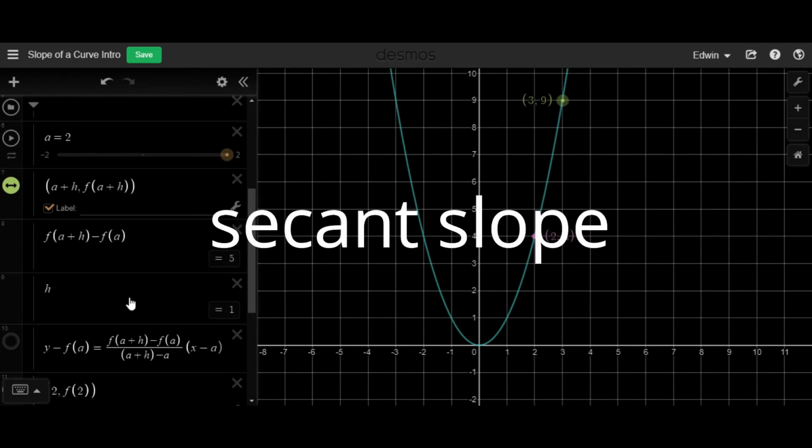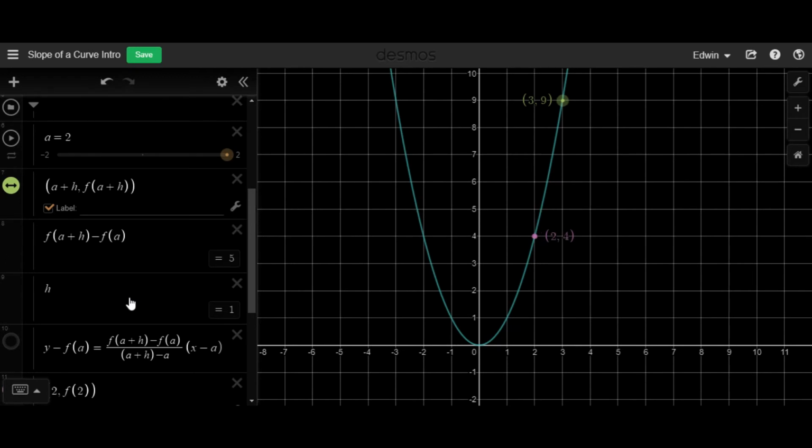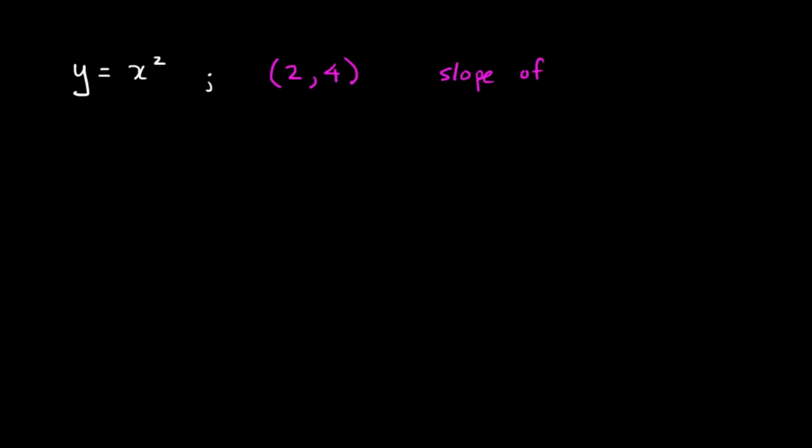So there are two types of lines we'll be dealing with in the early stages of calculus. The secant line, connecting 2 points on a curve, and eventually we'll deal with the tangent line, which involves just a single point on the curve. Okay, so let's do some written work and make sure we're clear on what we're going to try to find. I'm looking at my quadratic function y equals x squared, and I'm interested in getting the slope of this curve at (2, 4).